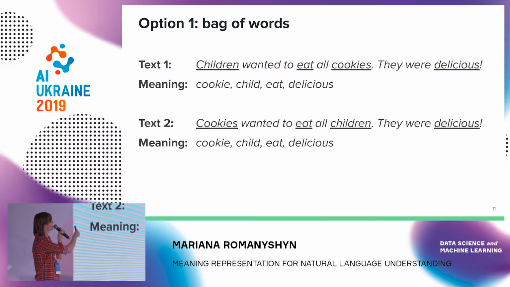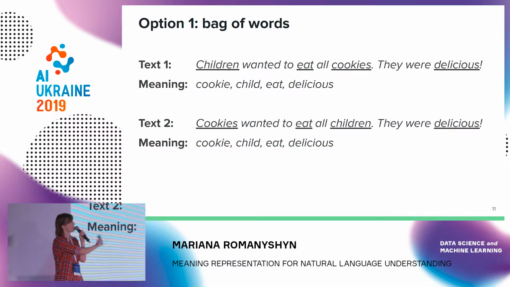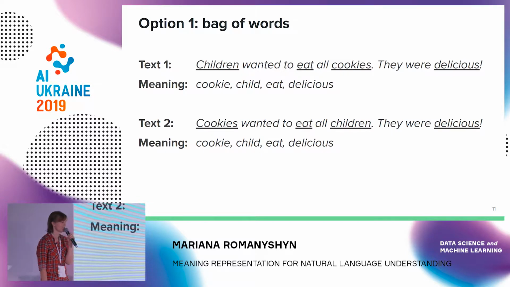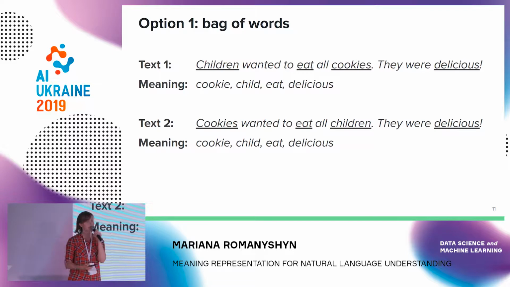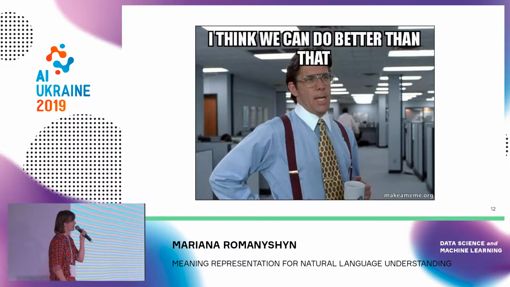As I mentioned, if we just find the important words and use this bag of words approach, and then you can represent these words as vectors, find the mean vector there, and do whatever you want to do with them, it's sufficient to represent the meaning of the text for some tasks in NLP, but not for the tasks of natural language understanding, which we're going to do next. So the question that arises is, can we do better? And Mr. Lomberg from Office Space says, I think we can do better than that.